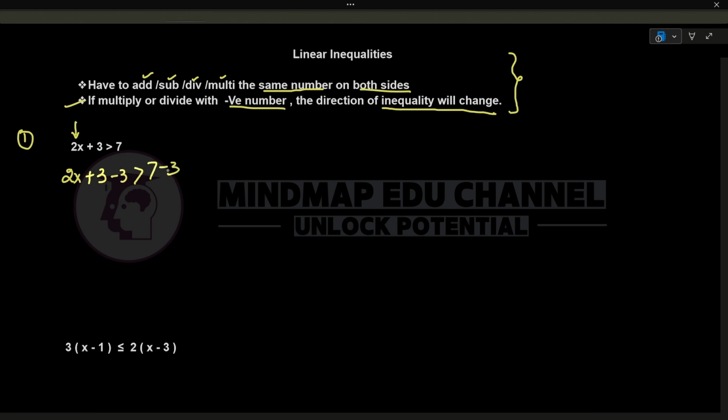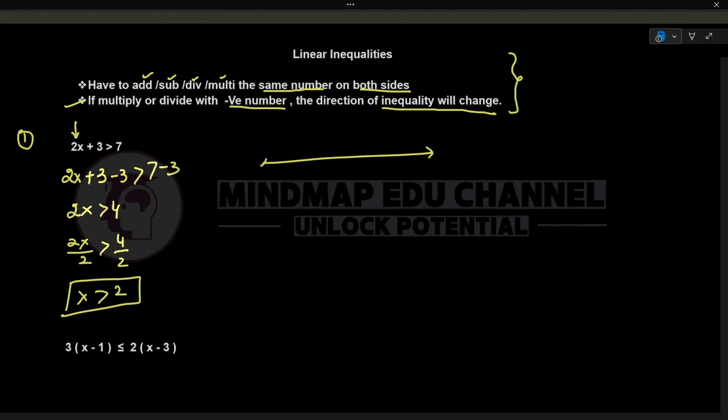7 minus 3, and here we will get 2x greater than 4. Now, divide the whole inequality by 2. So, we will get x greater than 2. So, this is our solution in inequality notation. Now, mark it on a number line.